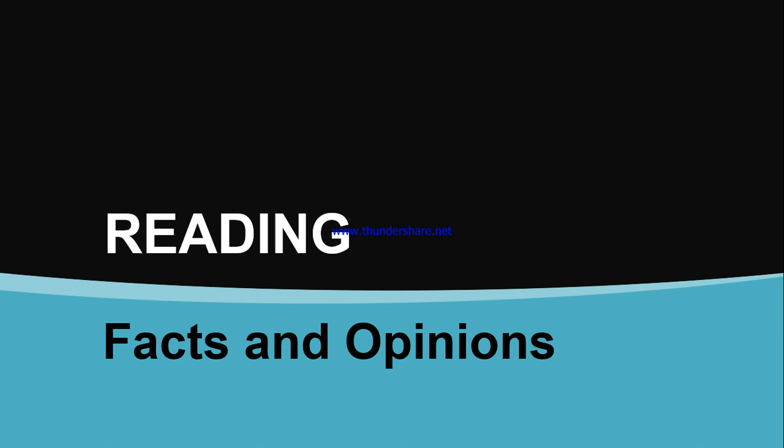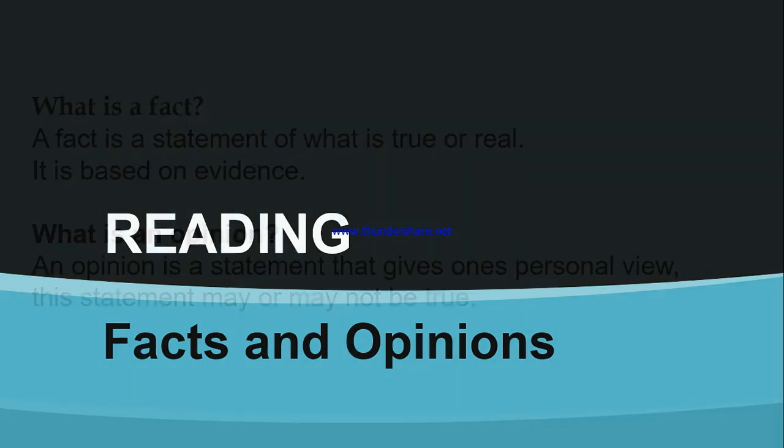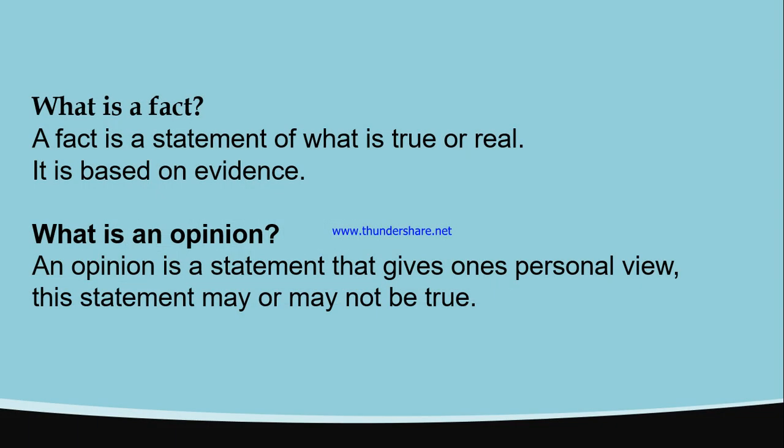Then comes reading, facts and opinions. What is a fact? A fact is a statement of what is true or real. It is based on evidence. Fact क्या है? It's based on reality. Something that's real, that is truth, is called a fact. What is an opinion? An opinion is a statement that gives one's personal view. This statement may or may not be true.